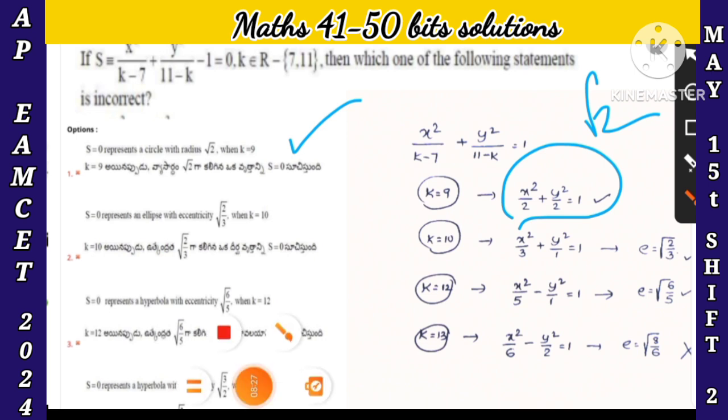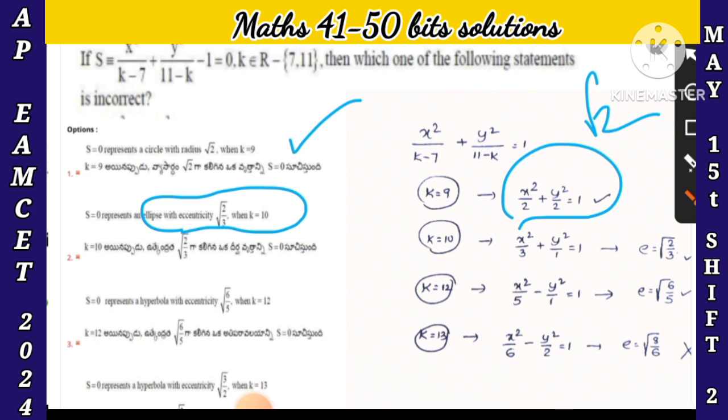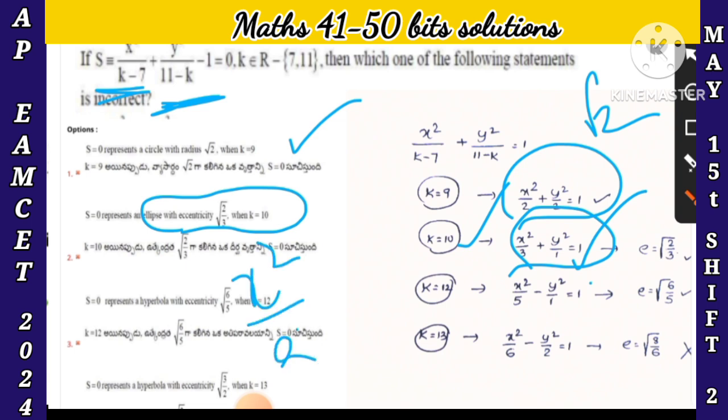Now check the second option. S is equal to 0 represents an ellipse with eccentricity root 2 by 3 when k is equal to 10. Replace k is equal to 10 here. 10 minus 7 is equal to 3. 11 minus 10 is equal to 1. So clearly this is in the form of x square by a square plus y square by b square equals 1, which is nothing but the equation of an ellipse. Now what is the eccentricity formula for this one?